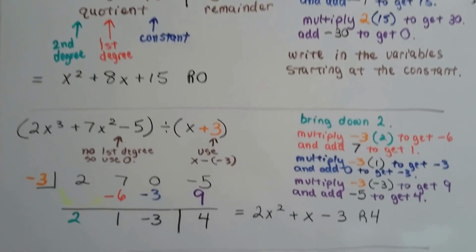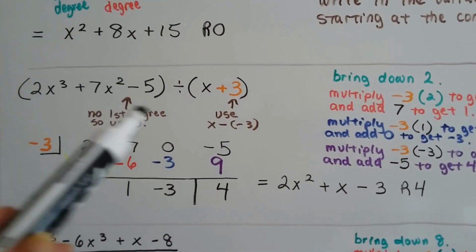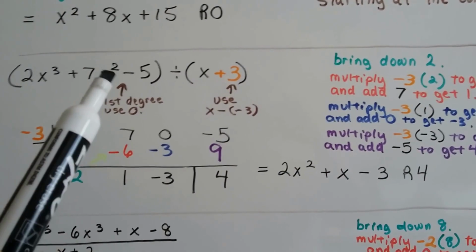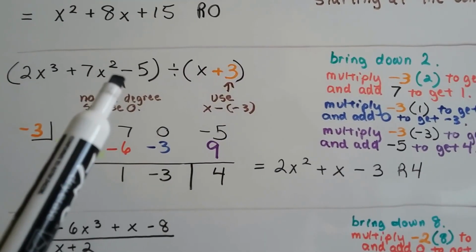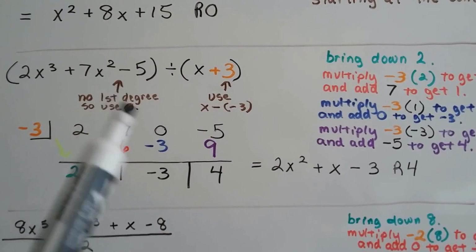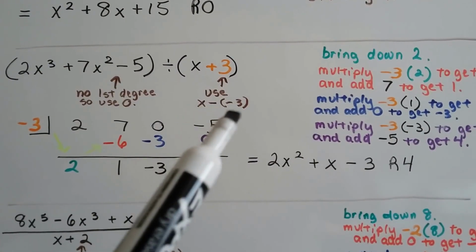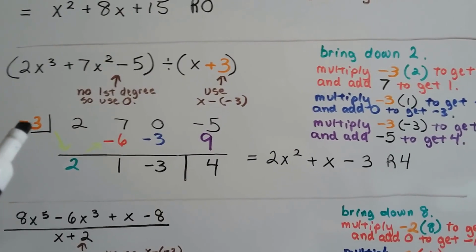Let's try it again. Here we've got this polynomial divided by that binomial. And if you notice, we have x to the third, x to the second, but there's no x to the first. So we're going to put a 0 in between here. And if you notice, that's a plus. So we're going to use x minus a negative 3. So there's going to be a negative 3 in this little box.